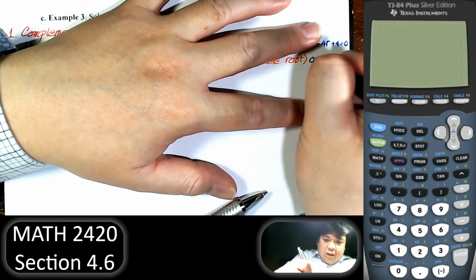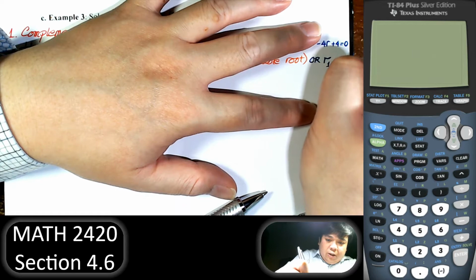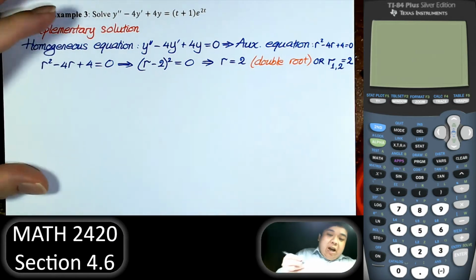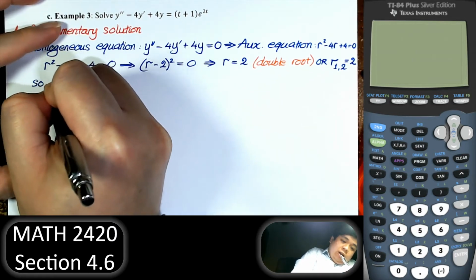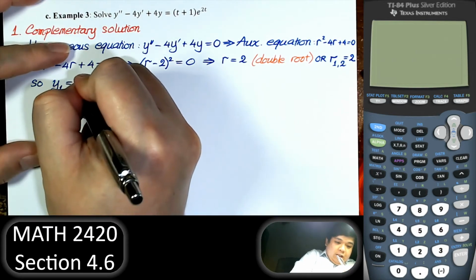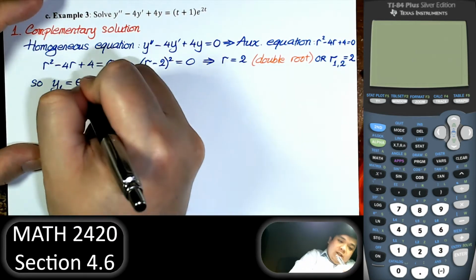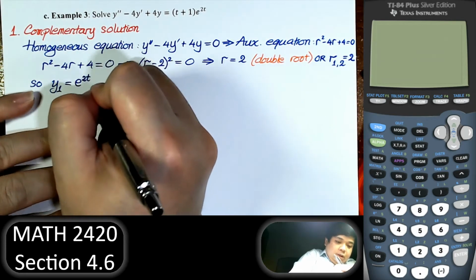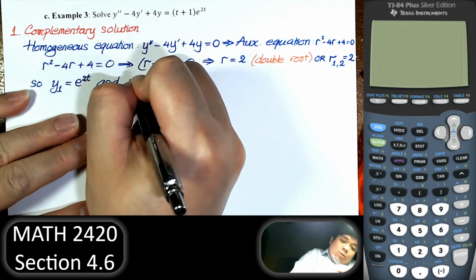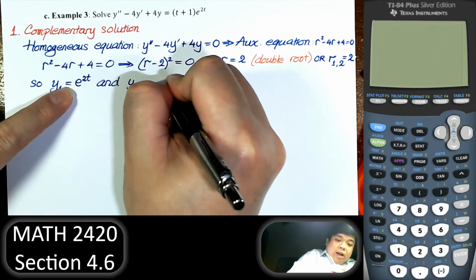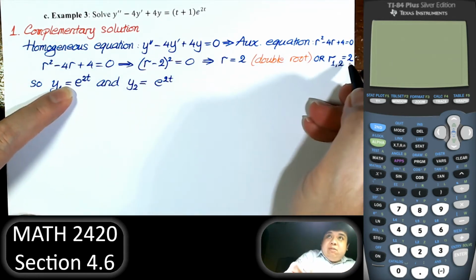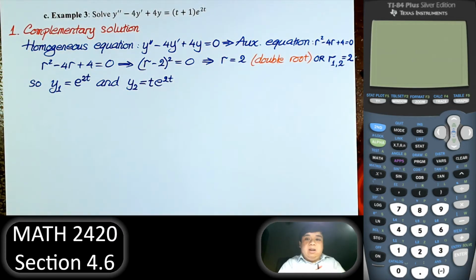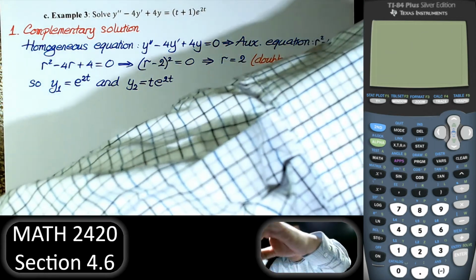Or we can write r1, 2 equal to 2. Yeah, so the two solutions are the same. Because of that, y1 equal to e to the 2t, and y2 has to be linearly independent to that. So we cannot say e to the 2t, even though both of them have 2. We have to multiply t to it to make it linearly independent. Right, so that's what we have.